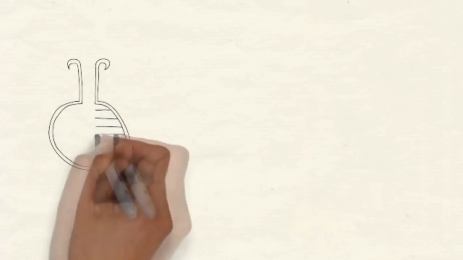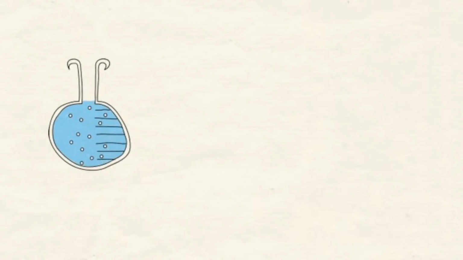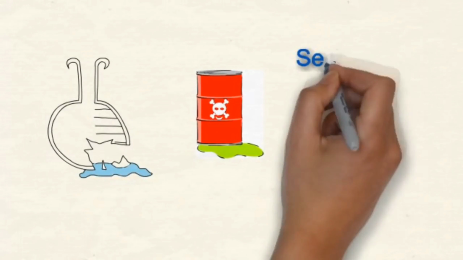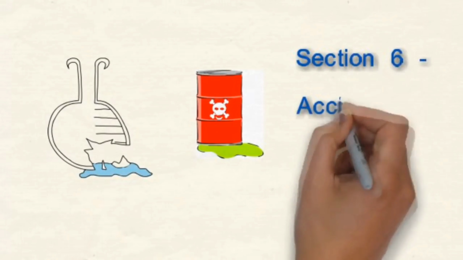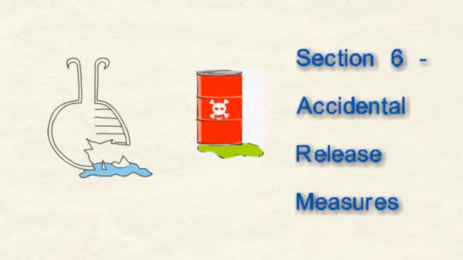If the product is accidentally spilled or otherwise released from its container, how do we clean it up? What materials can we use, and how do we dispose of everything properly? Should we wear masks or gloves, eye protection? All this should be listed under Section 6, Accidental Release Measures.